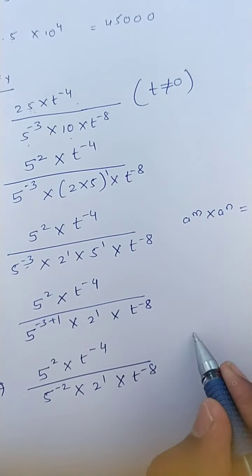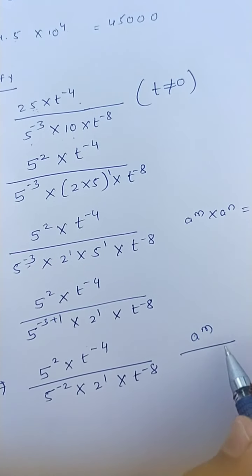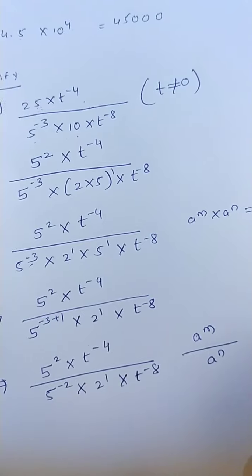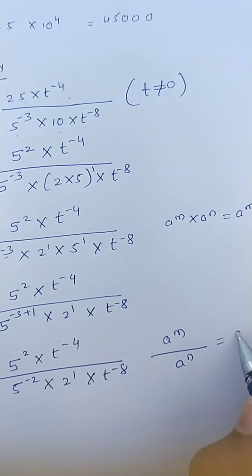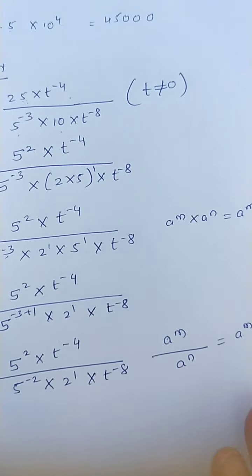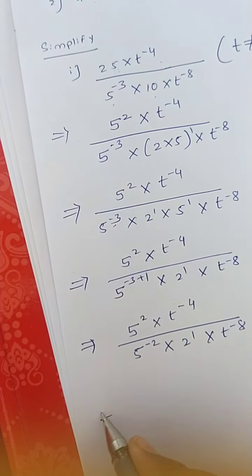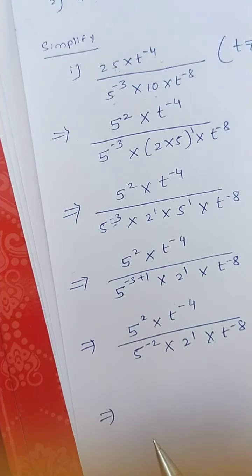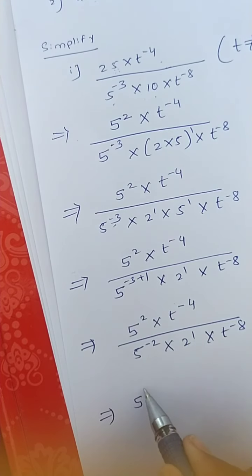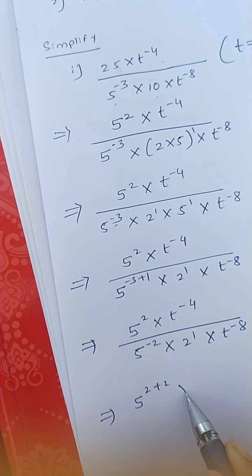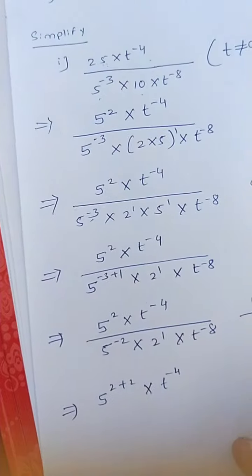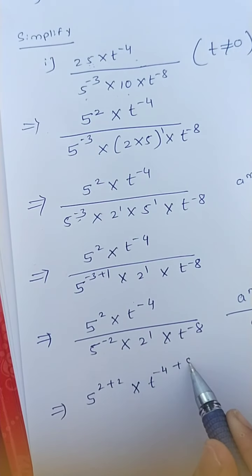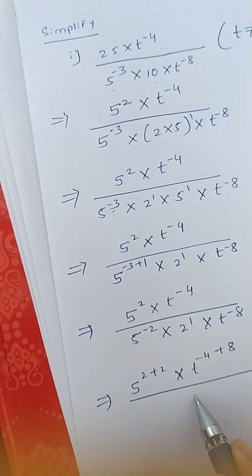So now we have to use the formula of a raised to m whole divided by a raised to n. A raised to m divided by a raised to n is equal to a raised to m minus n. See, this is a raised to m and this is a raised to n. We will get 5 raised to 2 plus 2 into t raised to minus 4, when it goes to the denominator it becomes plus 8, whole divided by 2.